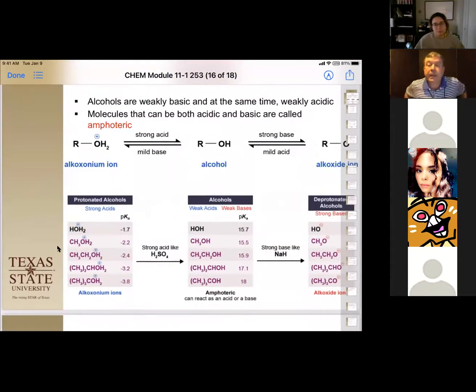And when we talked about them with acids and bases, yeah, it is a lot. And we're trying to get through the end of the semester, though.